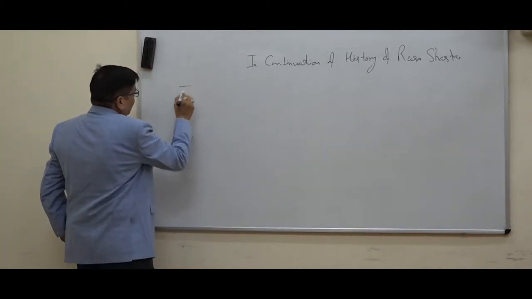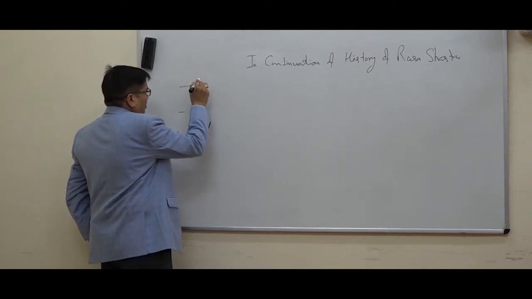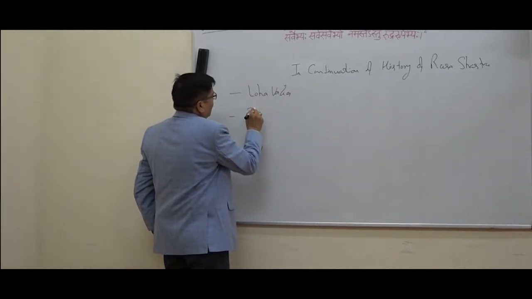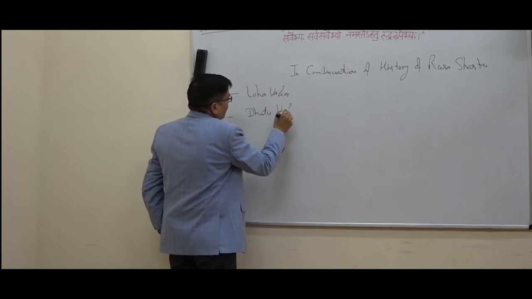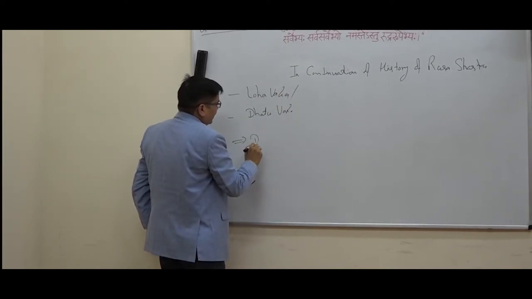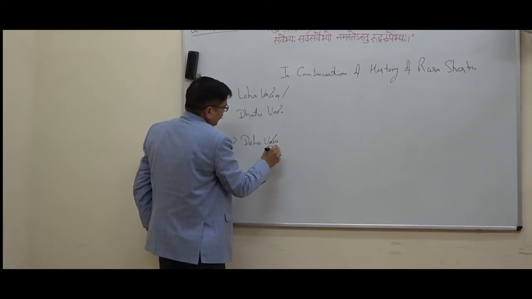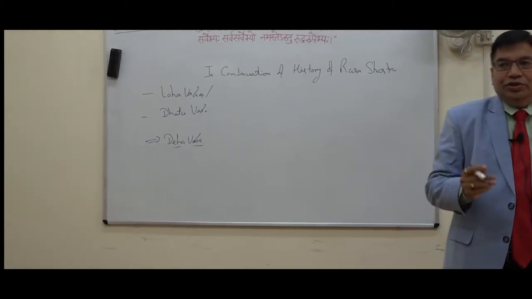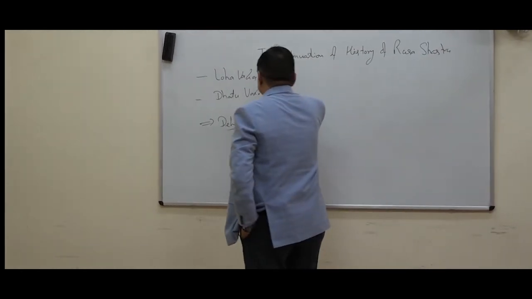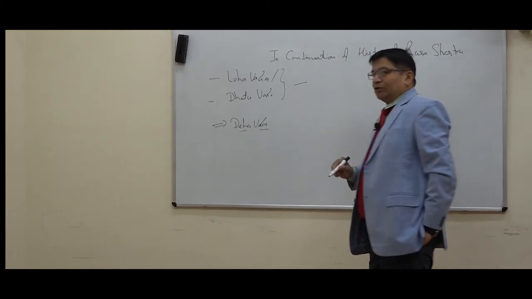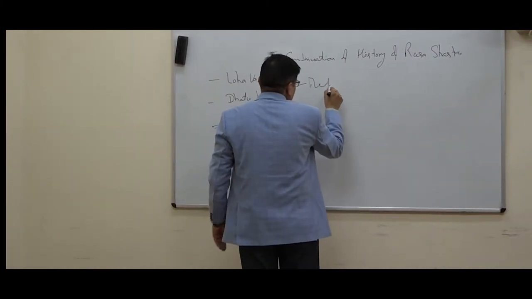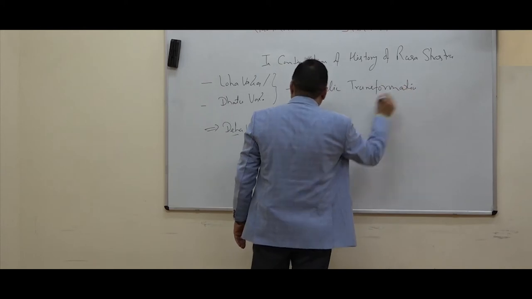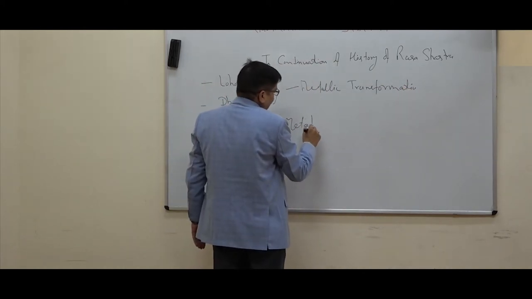As we discussed in the first, what was the main aim of Rasa-Shastra, Lohavar or Dhatuvar, or the entirely different Devavar? We have discussed in our first interaction that there are two things. One was the metallic transformation called Lohavar or Dhatuvar, and another one, what we have said, is the metabolic transformation for good health.